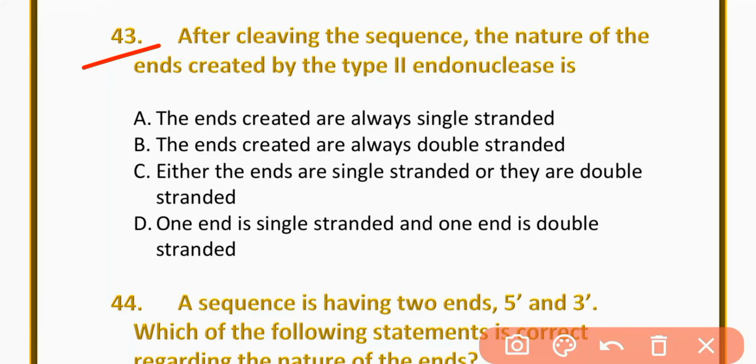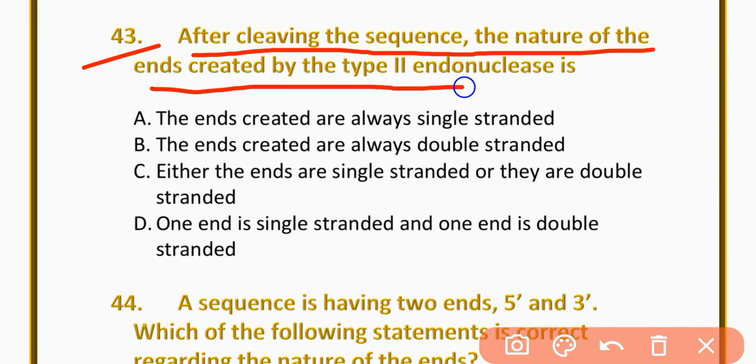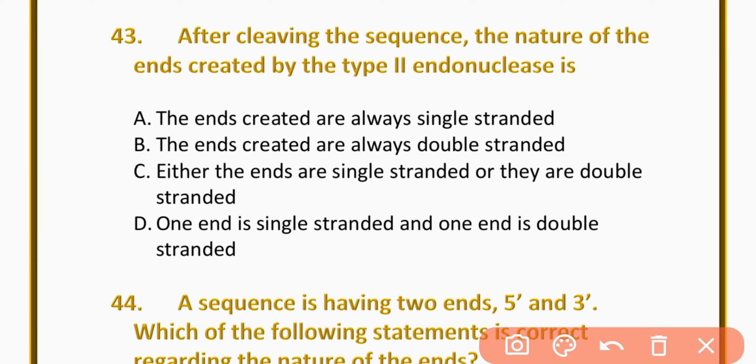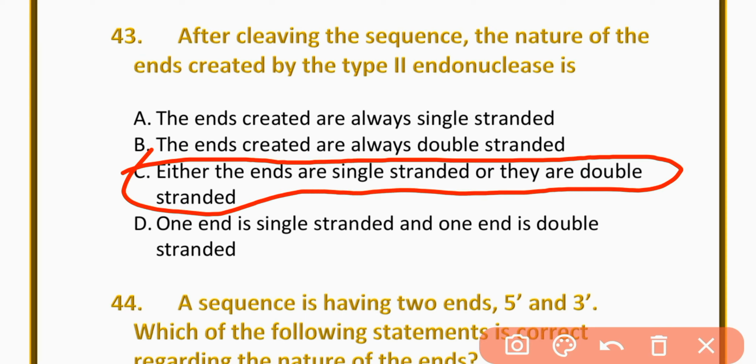MCQ number 43. After cleaving the sequence, the nature of ends created by type 2 endonucleases is A. The ends created are always single-stranded. B. The ends created are always double-stranded. C. Either the ends are single-stranded or they are double-stranded. D. One end is single-stranded and other end is double-stranded. The correct option is option C. Either the ends are single-stranded or they are double-stranded.